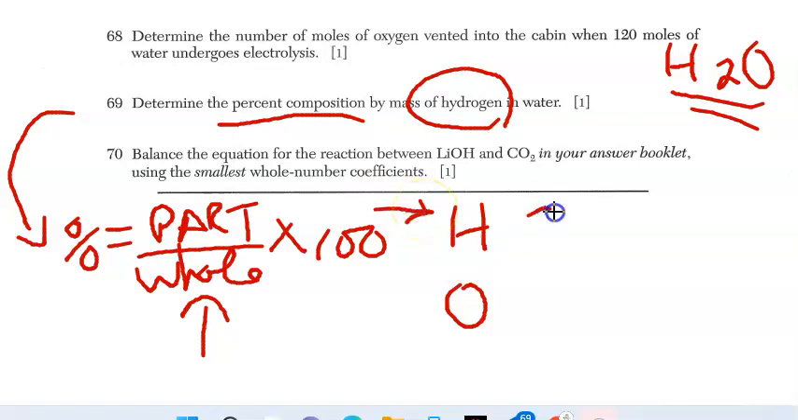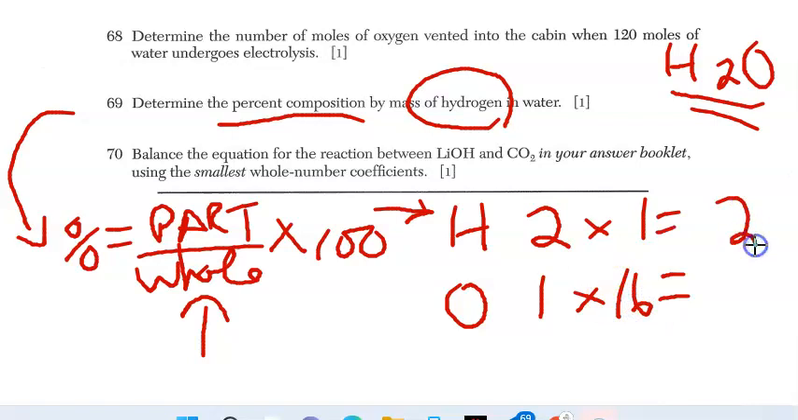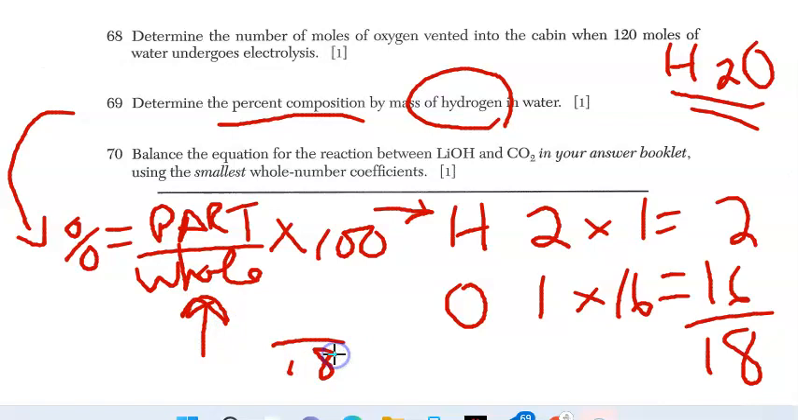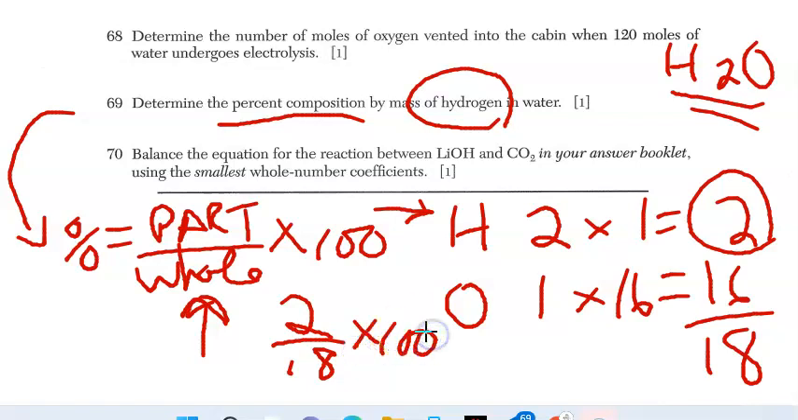Alrighty, so I have 2 hydrogen atoms in every 1 water molecule and 1 oxygen. I'm going to multiply hydrogen by 1. That's the gram formula mass on the periodic table. And oxygen 16. When I do this, I get a 2 and I get a 16. My gram formula mass for water is 18. So that's the whole that goes in the bottom. And the part is the hydrogen alone, which is the 2 times 100. And when you put that in your calculator, and you calculate your answer, it's going to be 11%.